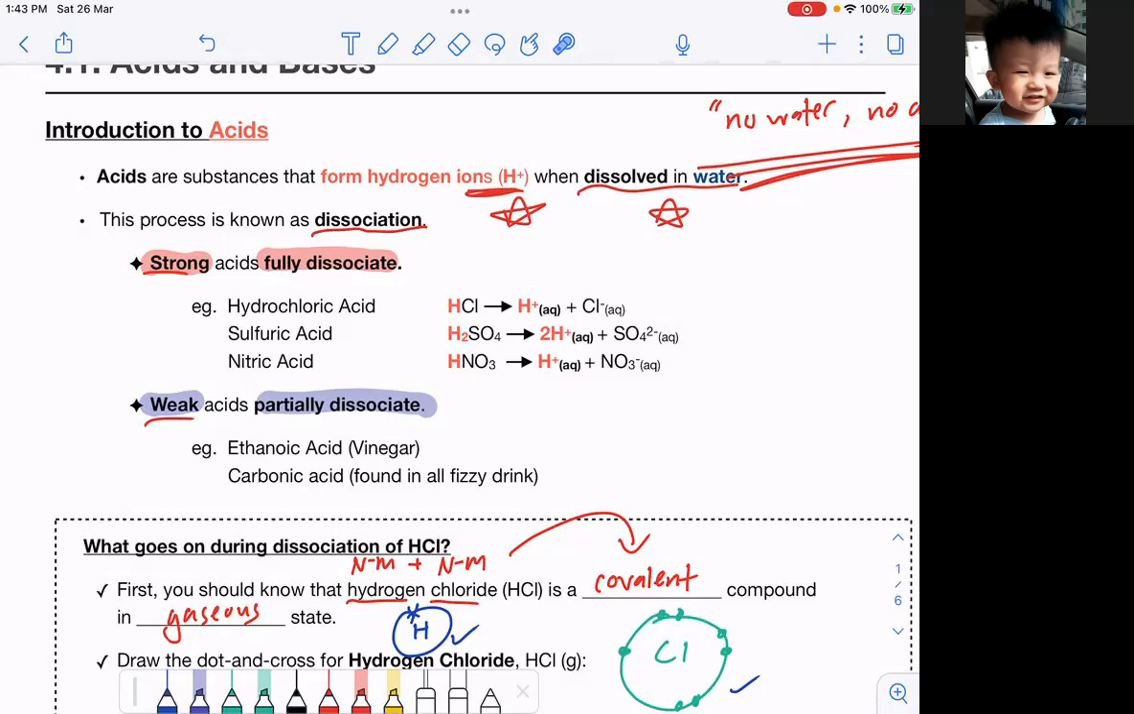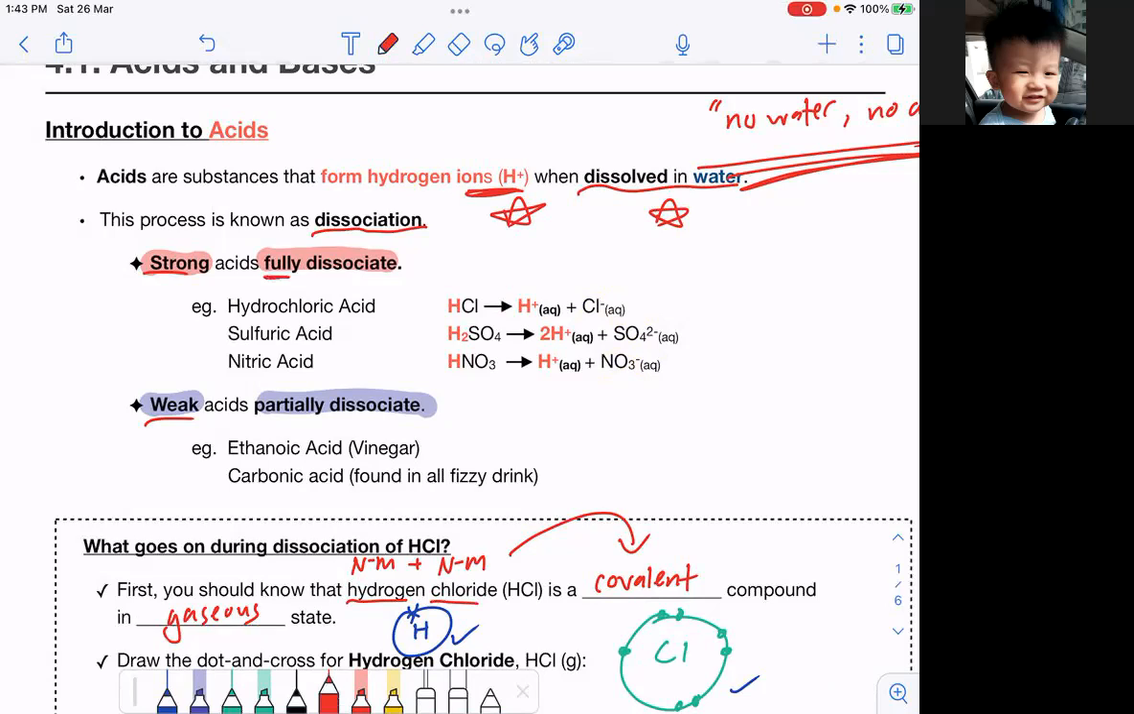So the chloride is not important. It's there, but it's not important. The sulfate is there, but not important. The nitrate is there, but not important. What makes acid acid? The fact that it has H plus. Just remember that. Anyway, I haven't explained enough.